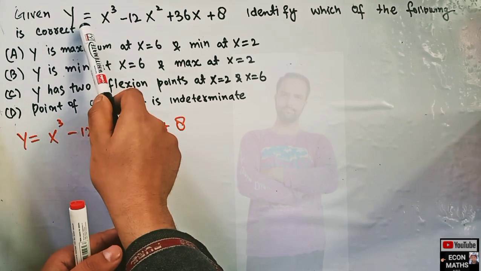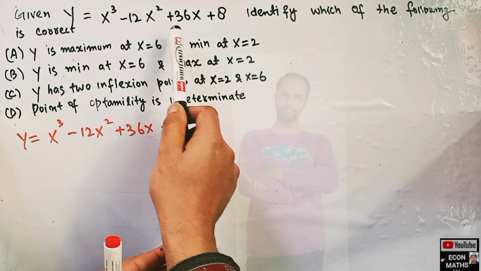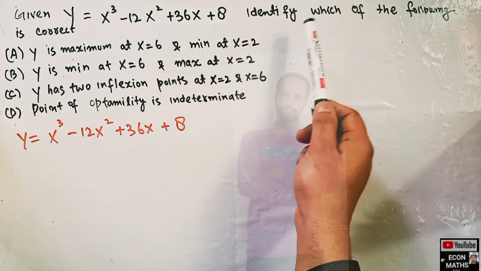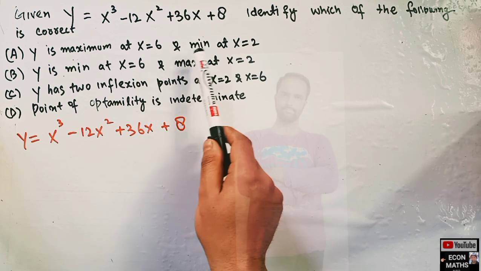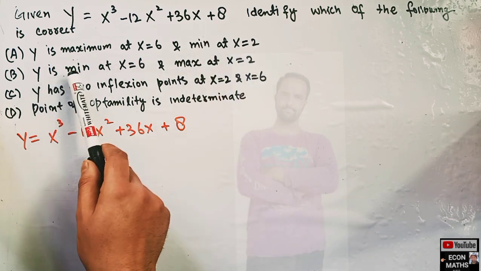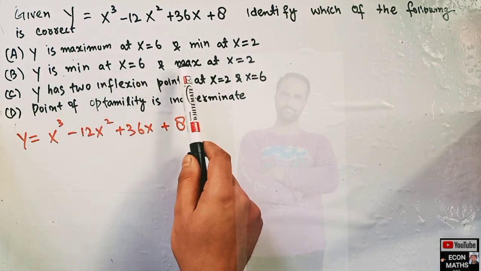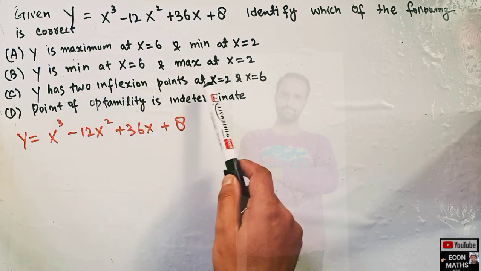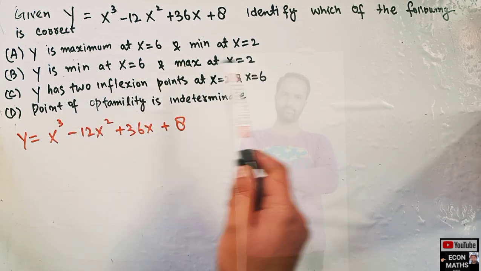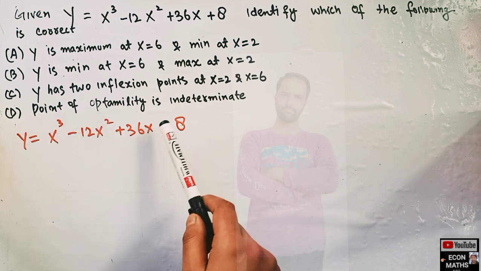Next question is, given y is equal to x cube minus 12x square plus 36x plus 8, identify which of the following is correct. Y is maximum at x is equal to 6 and minimum at x is equal to 2. Y is minimum at x is equal to 6 and maximum at x is equal to 2. Y has two inflection points at x is equal to 2 and x is equal to 6. Point of optimality is indeterminate.